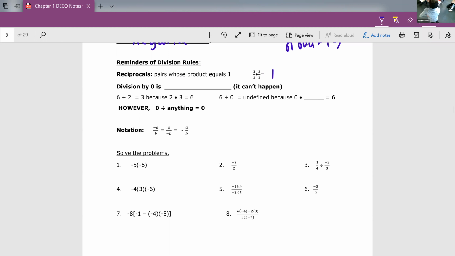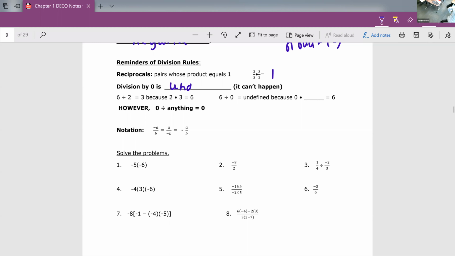Now, this is the one that you got to be careful about. People tend to forget this. What happens if I divide by 0? I am so proud of you. It is undefined. It can't happen.